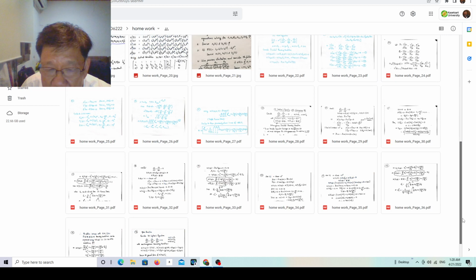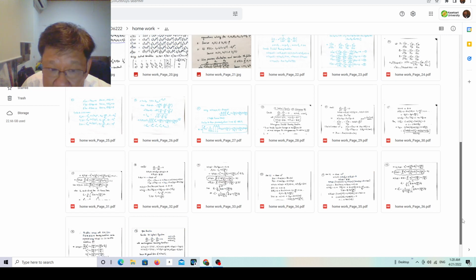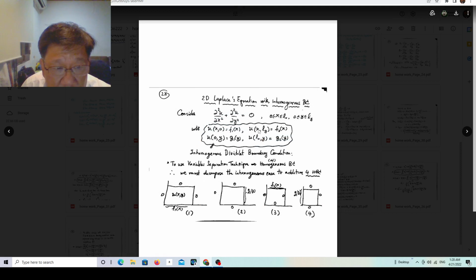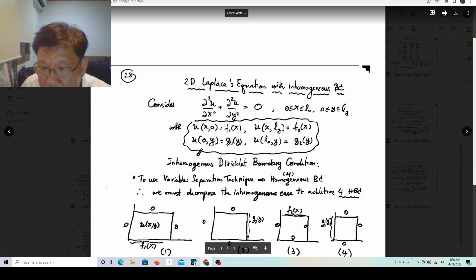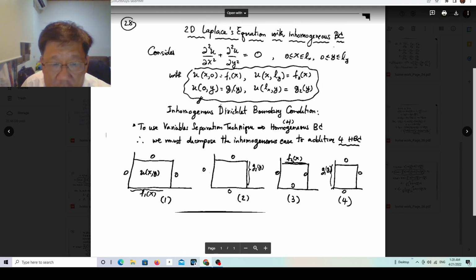Okay, but I'm not doing this for the heat equation. I give you this example for only one. This one we call the two-dimensional Laplace equation as an example, because you can see that the whole idea is like this.